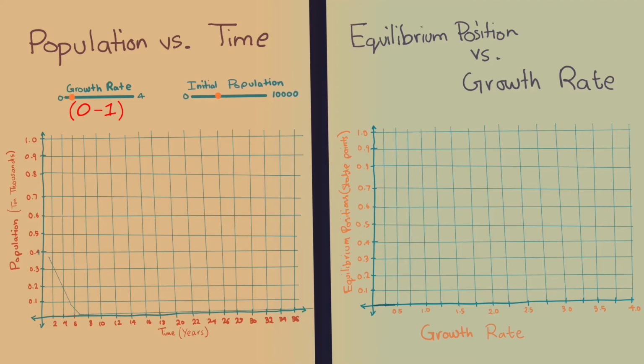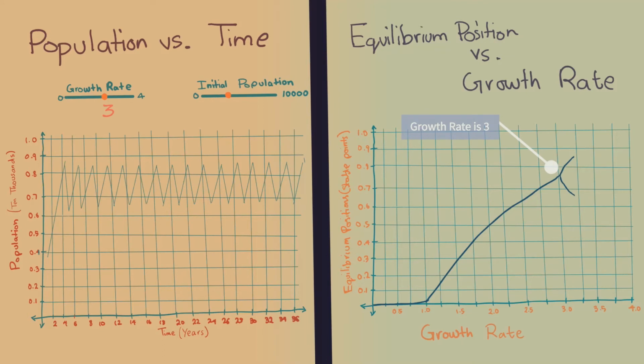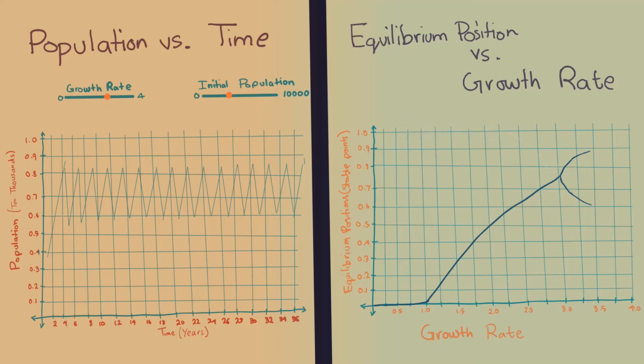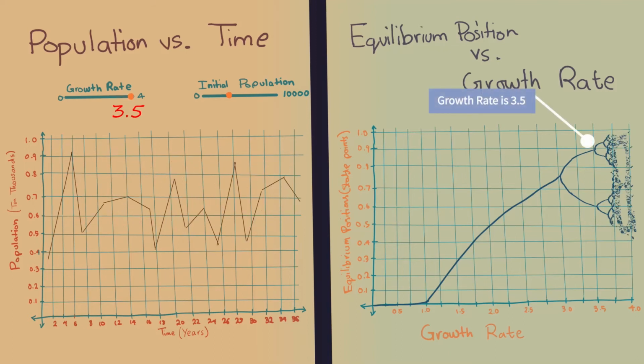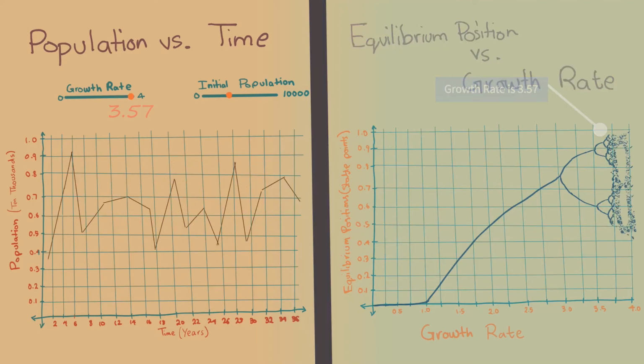When the growth rate is between 0 and 1, the equilibrium position is at 0. Then from 1, we have a constant equilibrium position. But when it reaches 3, the graph splits into 2. What does this mean? Well, it simply means that the population doesn't settle into a single value but rather settles into 2 values. So one year it's high, next it's low, then it's high, and so on. Furthermore, at 3.5 it splits into 4, and at 3.57 it becomes chaotic.